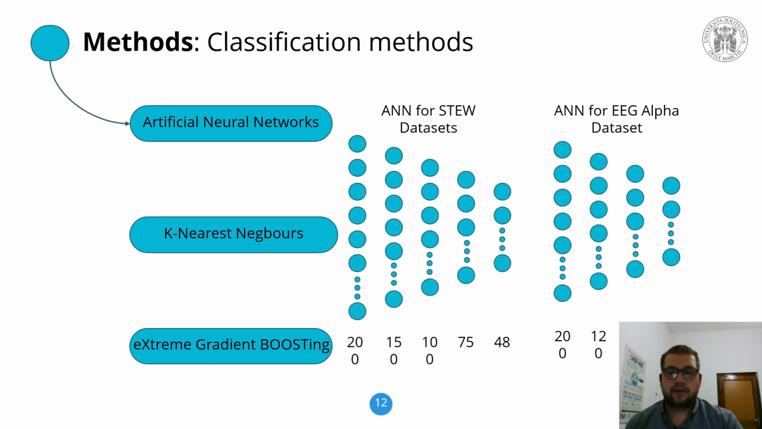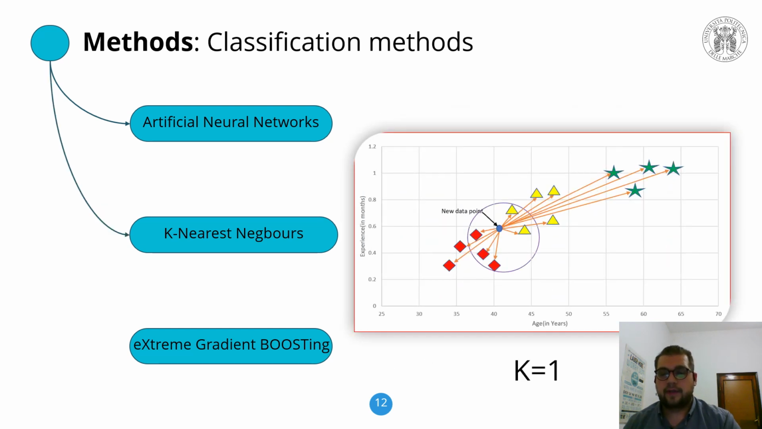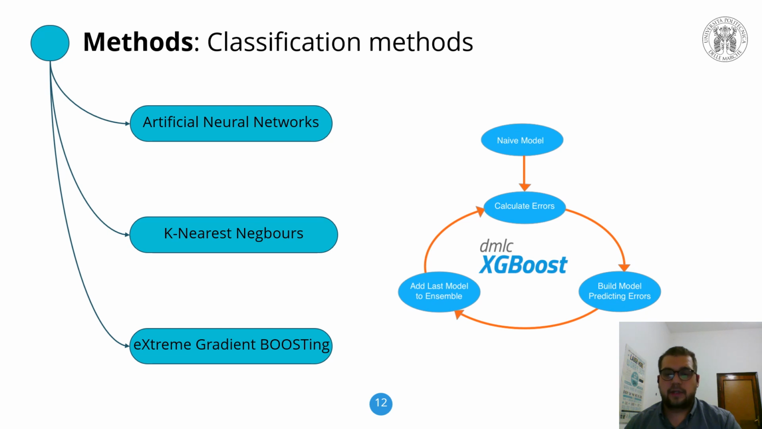This data was analyzed using 3 different classification methods. Using the artificial neural networks, for each dataset, a different architecture was used based on trial and error. Next, we use the k nearest neighbors classification method. And experimentally, we have found that k equals 1 gives us the best values. The last classifier is the extreme gradient boosting, which is a very new and very promising classifier.